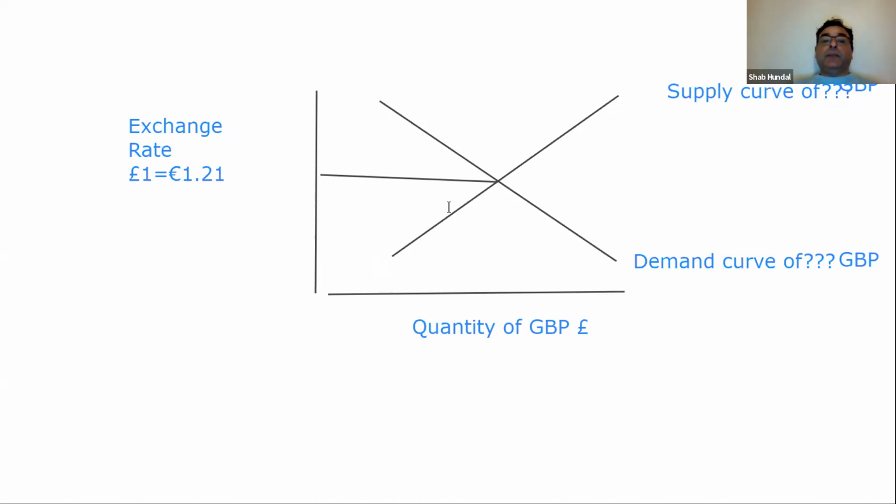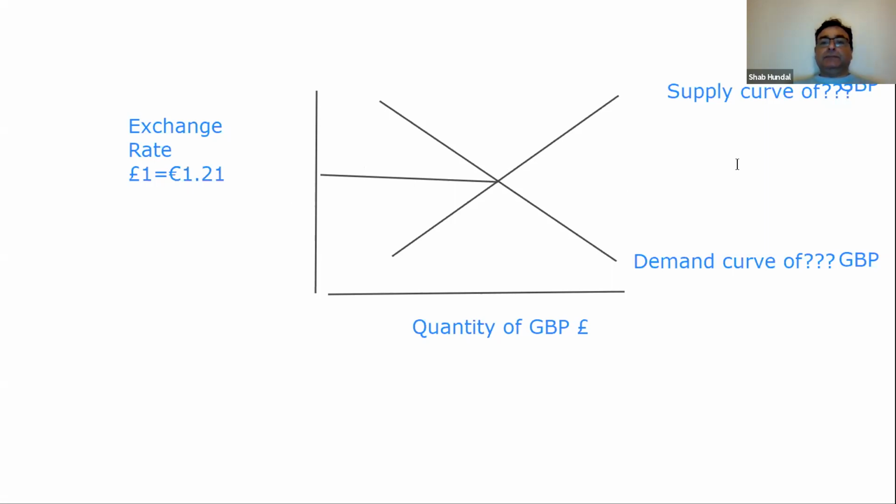On the other hand, if the pound is cheaper in comparison to the home currency, euro, then it's not very worthwhile to sell to Britain, because then you don't get much revenue from the same amount of sales. So this is where the equilibrium is established. And let's say that the equilibrium is £1 equals €1.21.